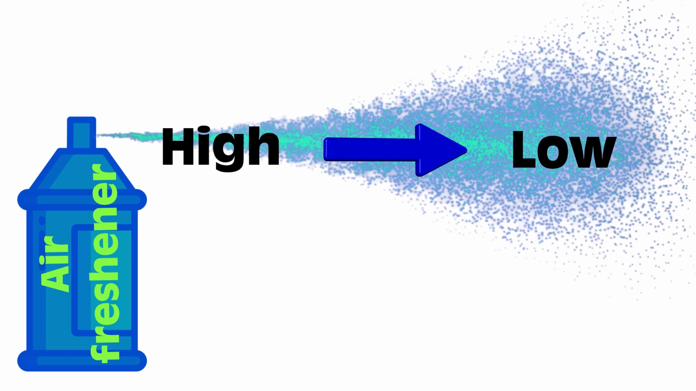Diffusion happens when molecules move from an area where there are a lot of them to an area where there are not as many, like when someone sprays air freshener on the other side of the room. People next to the can will smell it first, and people furthest from the can will smell it last.